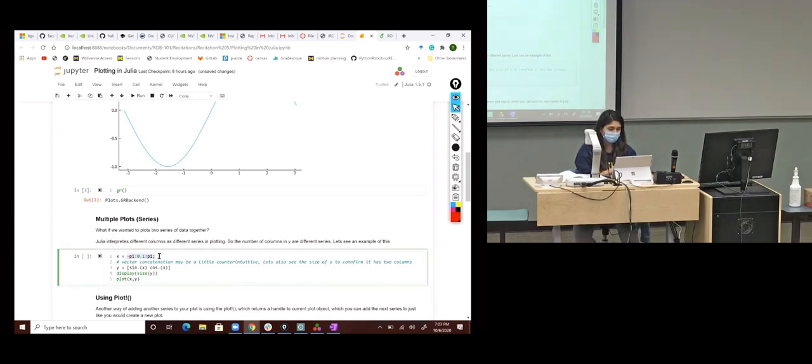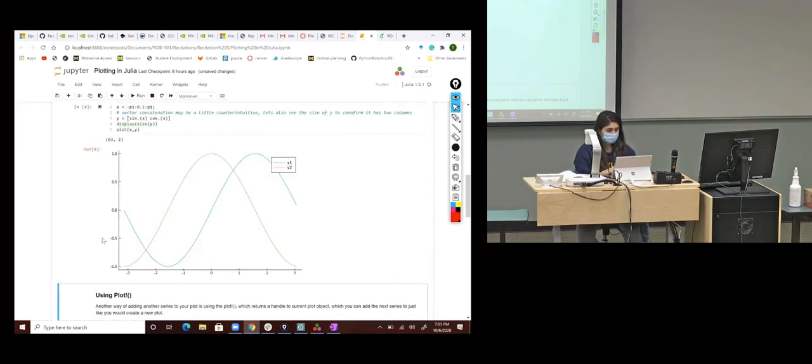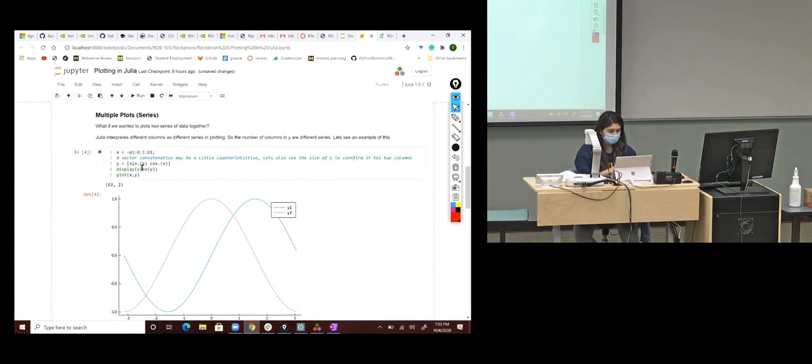I define the same x, but this time my y, its first column is given by the sine operation on the elements of x, and the second column is given by the cosine operation applied to each element of x. If I plot it, I printed out the size of y just so we know what we're working with. There's two columns, so there's y1 and y2.